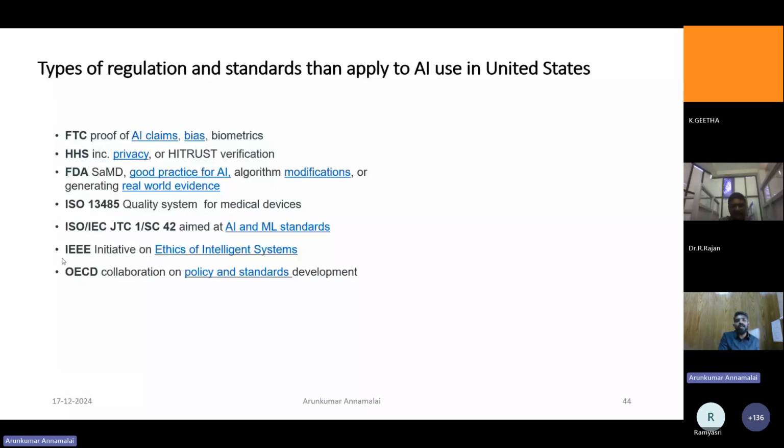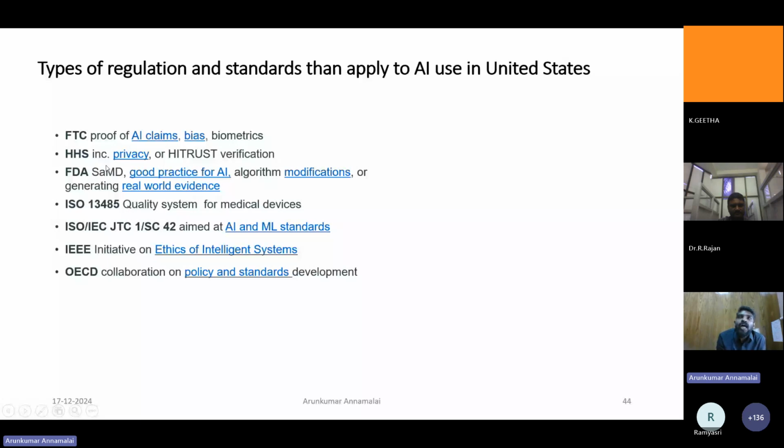And for the US, these are the different standards that we have. We have a standard called FTC, proof for AI claims, bias, and biometrics. You have HHS for privacy or HITRUST verification. We have FDA SaMD. SaMD is software as a medical device.